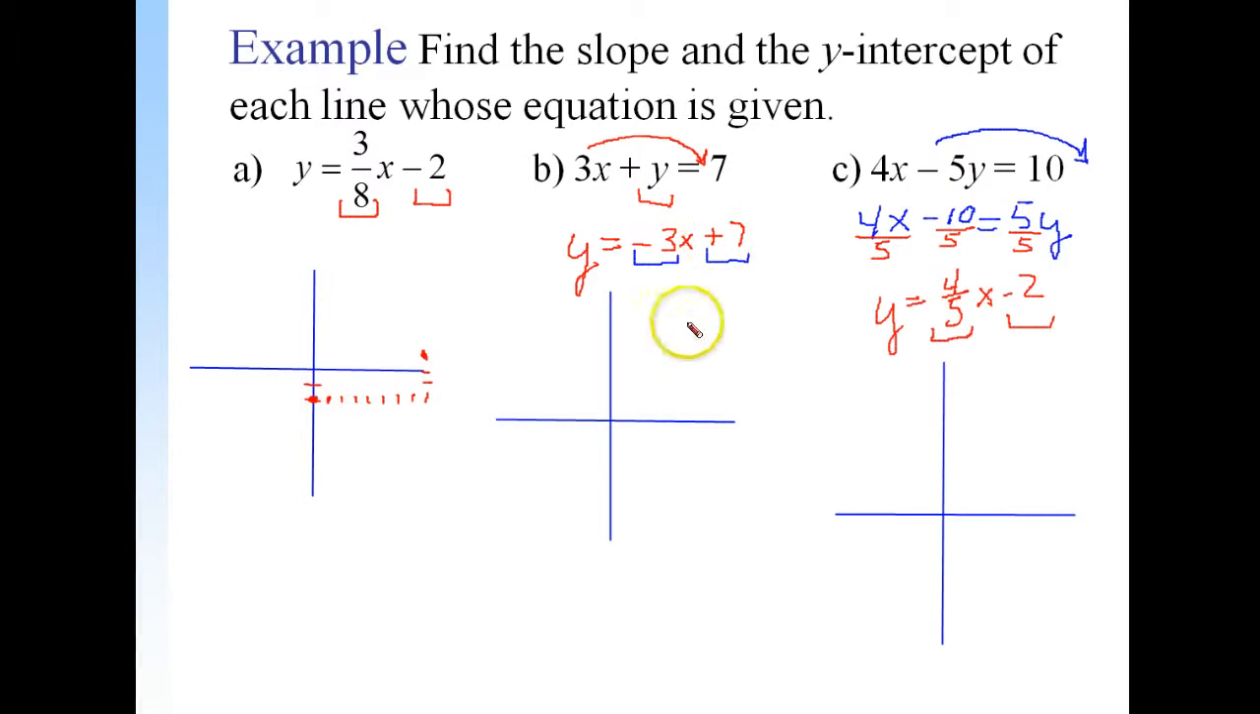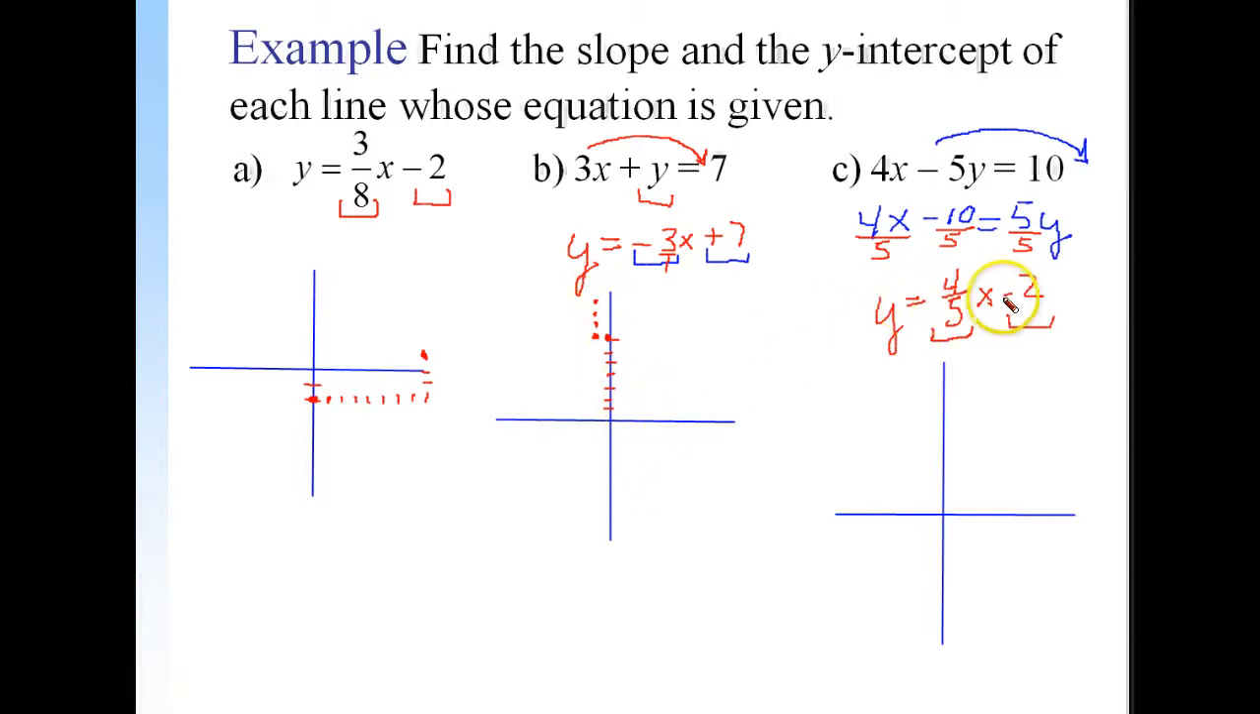All right, here my y-intercept is 7. So I go 1, 2, 3, 4, 5, 6, 7. I put a dot there. Now my slope is a -3 over 1. So since it's negative, I'm going to go 1 unit this way, and my rise now is 3. 1, 2, 3. So there's my line.